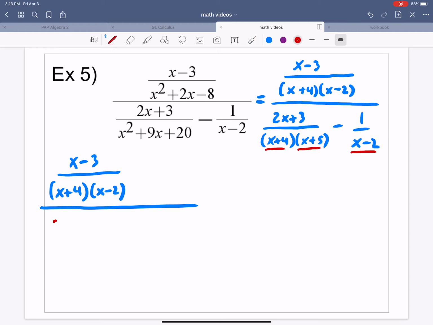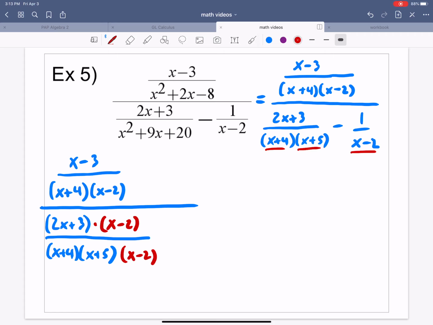So what I'm going to do is take that 2x plus 3, and I'm going to multiply it by an x minus 2 on the top and also on the bottom. I'll do it in red so you can see what's happening here.